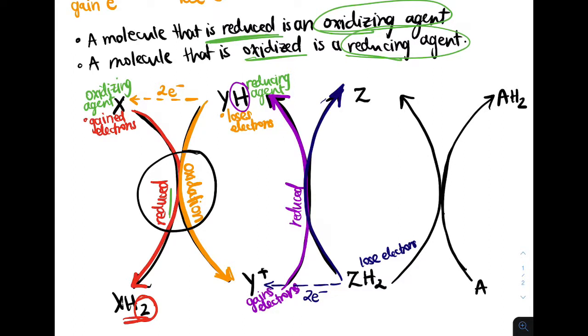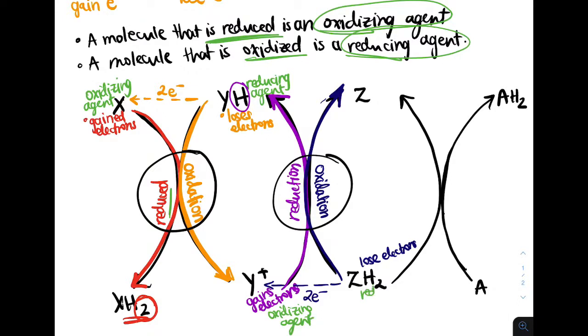As a result, Y+ to YH is the reduction reaction, and ZH2 to Z is the oxidation reaction. Again, these are coupled, and Y+ is the oxidizing agent because it is reduced, while ZH2 is the reducing agent because it is oxidized. So now try pausing the video and doing the last one on your own, and then see if you get the same answer as I do.